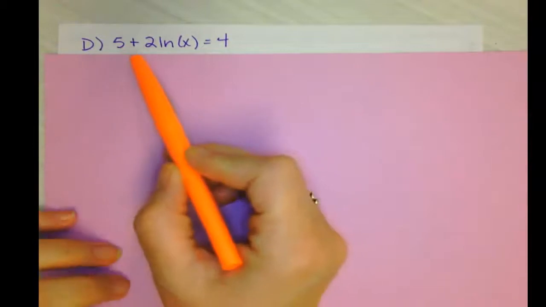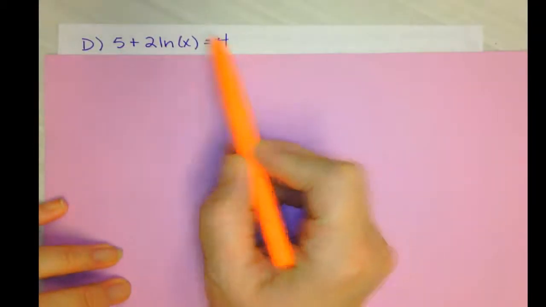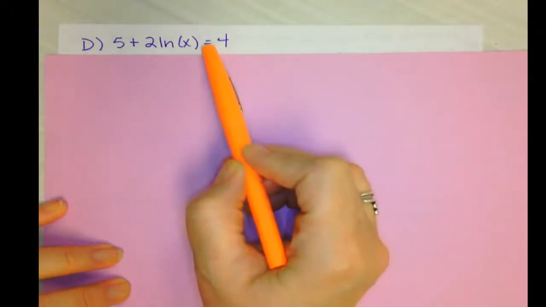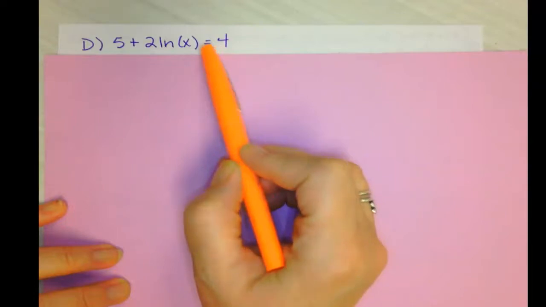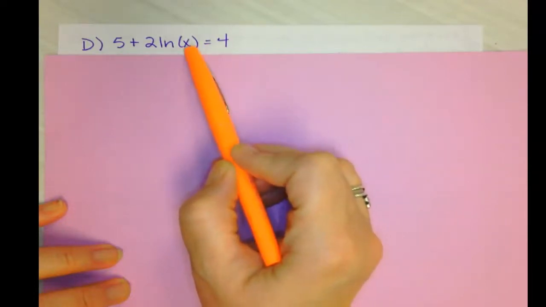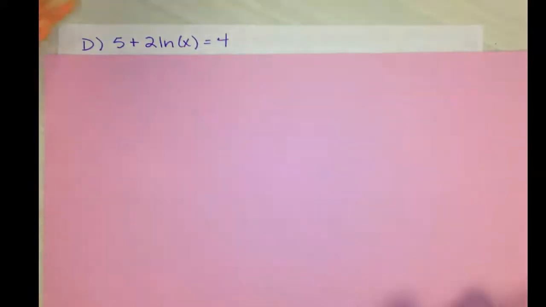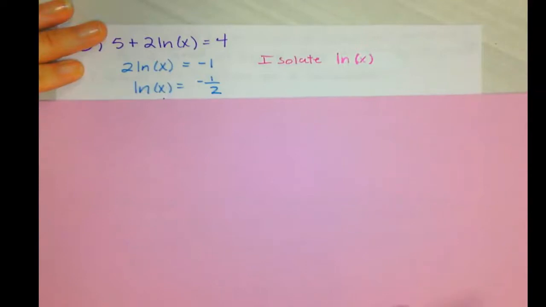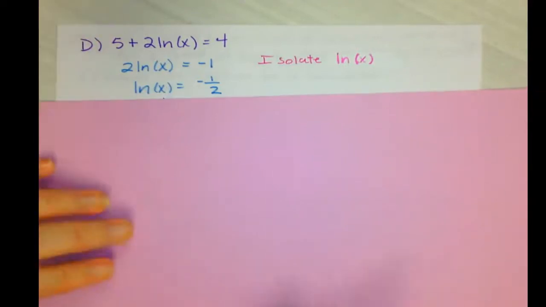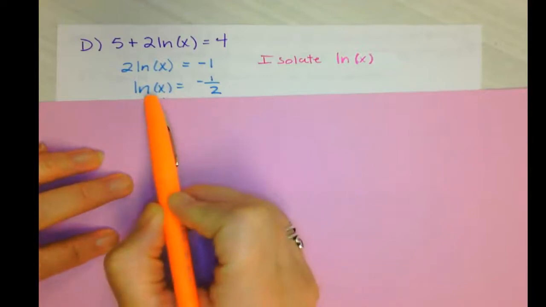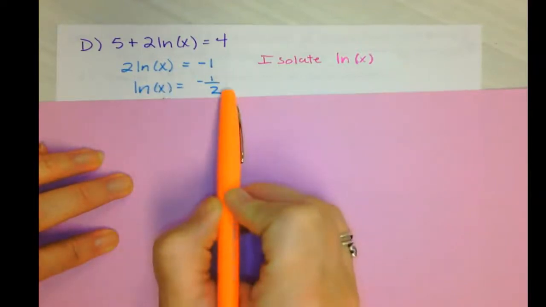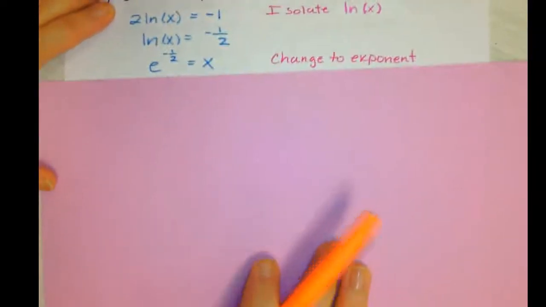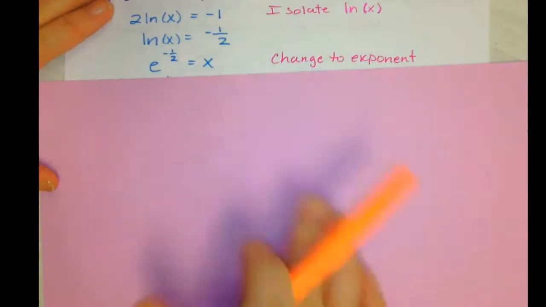Problem D, we have 5 plus 2 natural log of x equals 4. The variable is in the argument, so that means I need to get this log by itself so that I can convert it to an exponent and get that x out of the argument and be able to solve it. The first thing I'm going to do is subtract 5 and move that over. Then I'm going to divide both sides by 2, so I get the natural log of x equals negative 1/2. Now that the log term is isolated, I'm going to convert to an exponent. The base of my natural log is e raised to the exponent equals x. And I know that this is the same thing as 1 over e to the 1/2.